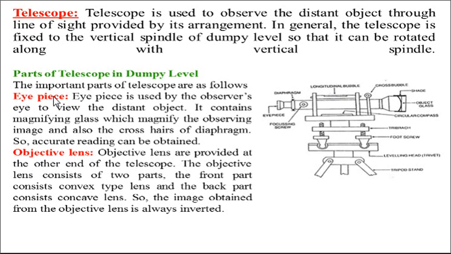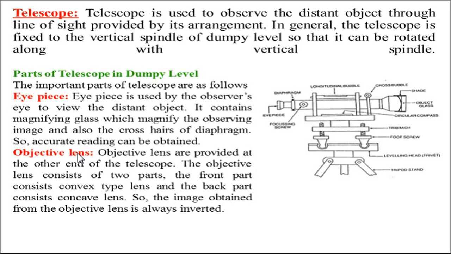Eyepiece. This is one of the important parts. The eyepiece is used for the observer's eye to view the different objects. It contains a magnifying glass which magnifies the observed image, and also the crosshairs of the diaphragm. So accurate reading can be obtained by viewing through the eyepiece. So here there is an eyepiece and here there is a diaphragm. When we want to sight different objects, we have to look through this eyepiece.